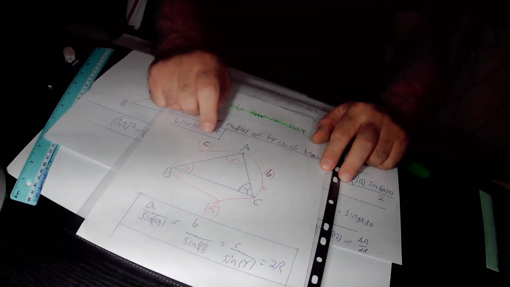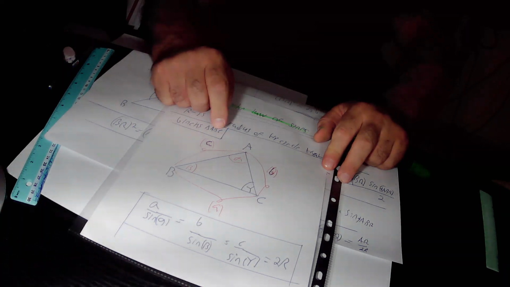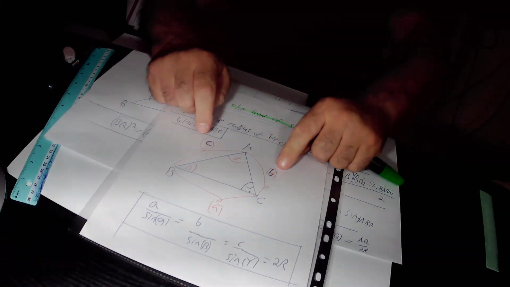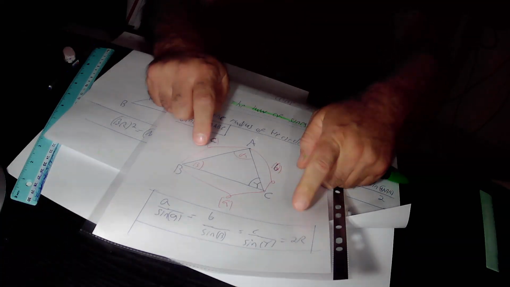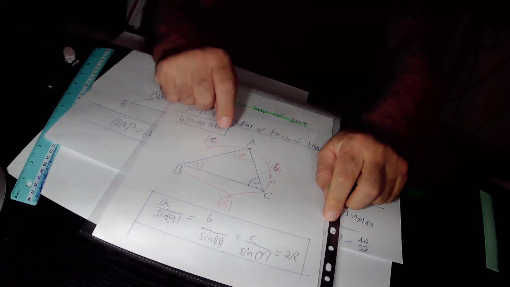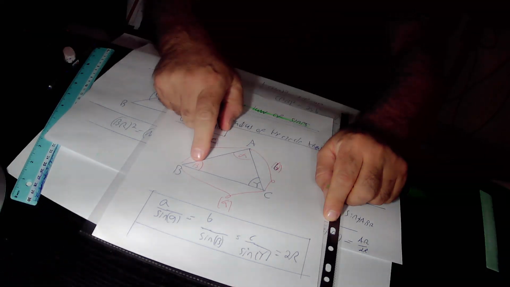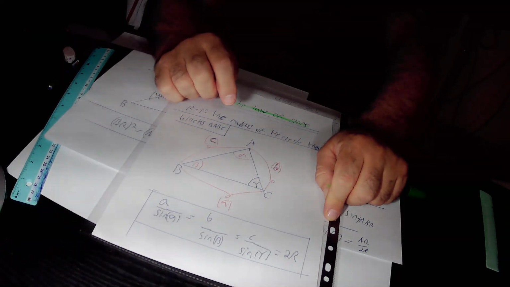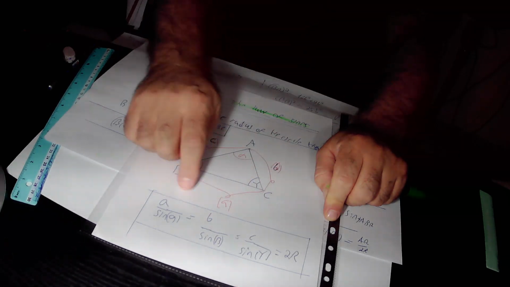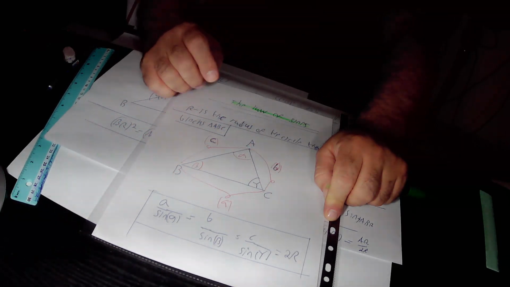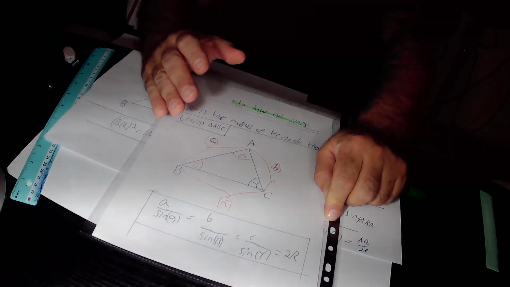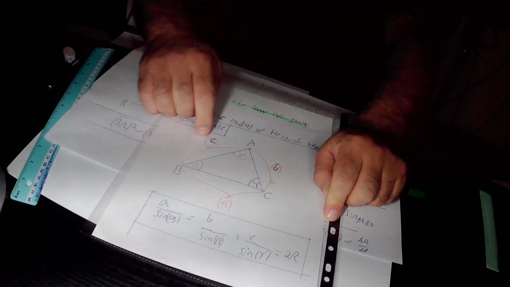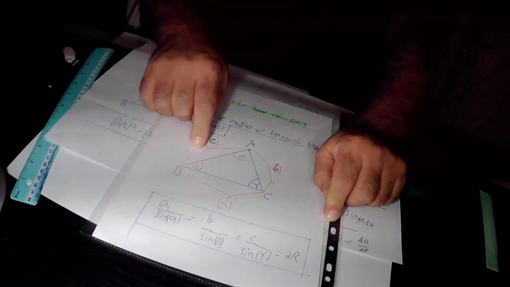This is triangle ABC, that could be any triangle. In this triangle ABC, side AB equals C units in length, side AC equals B units in length, side BC equals A units in length. This is angle alpha, this is angle beta, this is angle gamma. And we have here a circle that encloses this triangle. In the equation we have R. R is the radius of this circle that encloses triangle ABC.